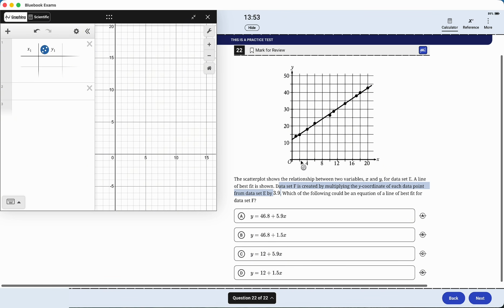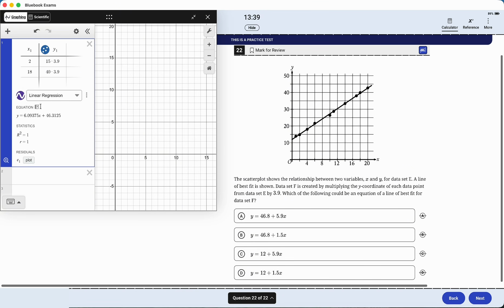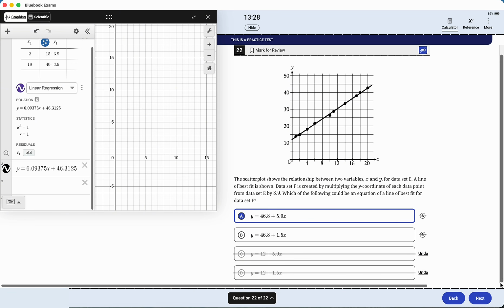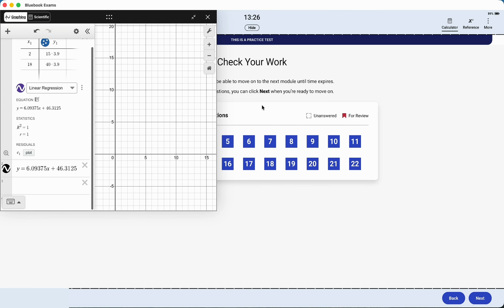So I've got to take 2 points here. I'll take this one. It looks like 2 and 15, but it's not going to be 15. It's going to be 15 times 3.9, which I can just write in there. And then I'll take this one. It's 18 and 40. So it's not going to be 40, but 40 times 3.9. Do my regression, and here's my answer, right? I want to see which one's the closest. So yes, y-intercept of 46, so definitely A or B. And then this slope is about 6, which is closest to 5.9x. So that's basically it in that case.